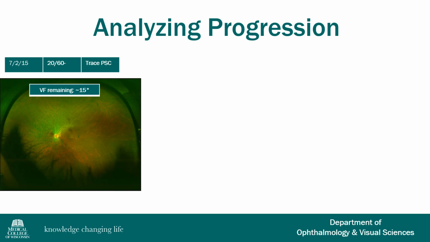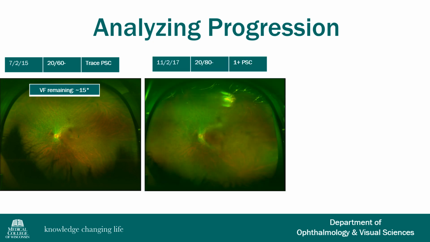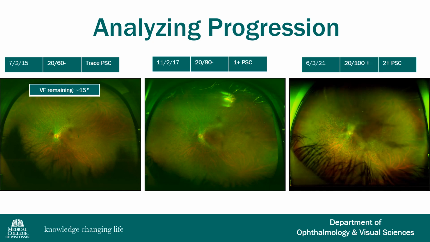We start with a patient who has a remaining visual field of approximately 15 degrees and clinically a trace PSC. This can be correlated to the small central smudges seen here in the superior macula. Now, approximately 2 years later, the patient has a 1+ PSC on slit lamp exam, and we can see enlargement of the small obscurations from the prior image. Nearly 4 years later, the clinical grade is now a 2+ PSC, and we can really appreciate the enlargement of the stellate obscuration on the image.